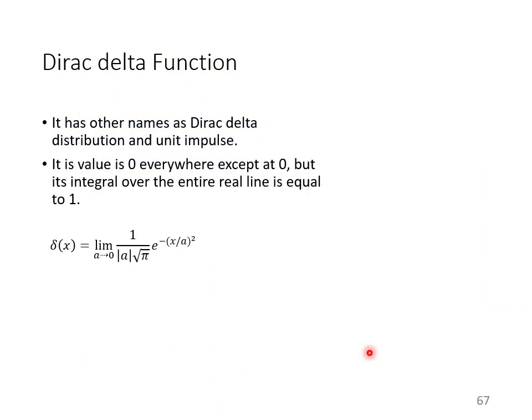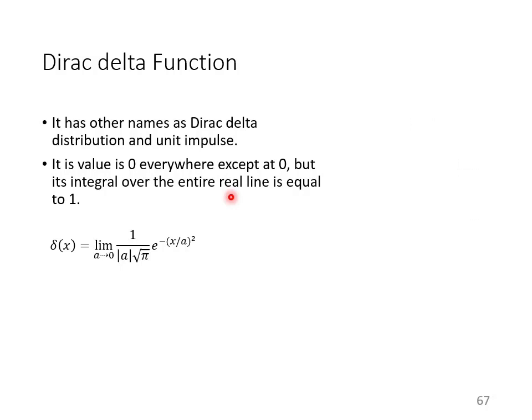And this is another example. It's called the Dirac delta function. The Dirac delta function can be viewed as a limit of a normal function or Gaussian function. When the variable is 0, the function value is very high, but for all other values, the function value is 0, but the integral of this function is 1.